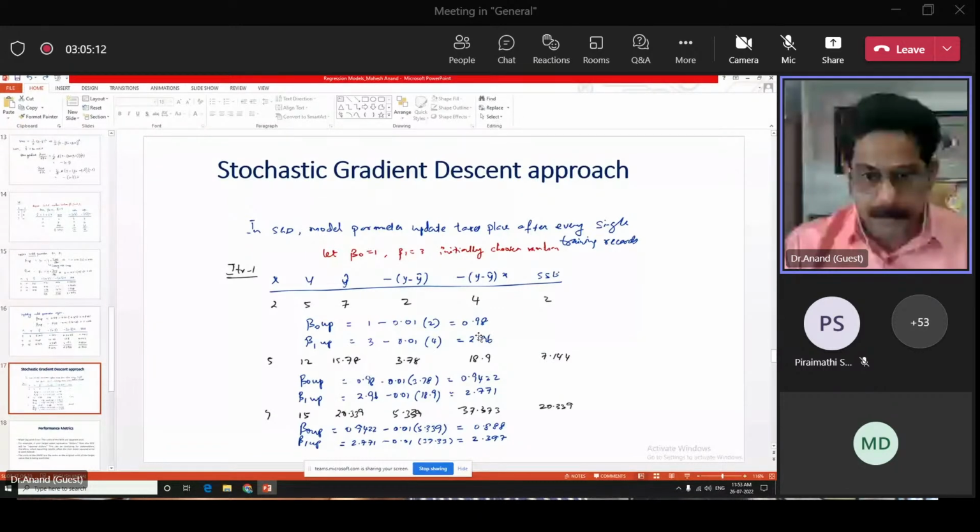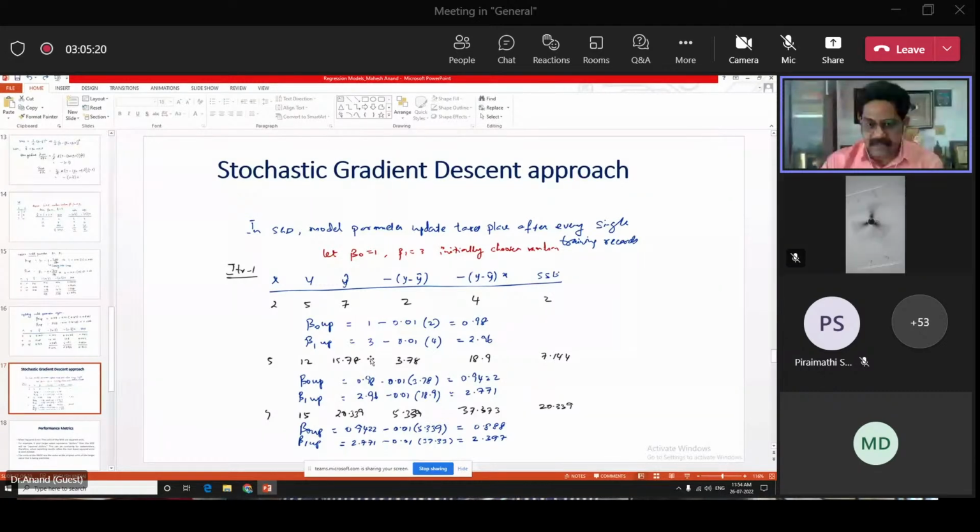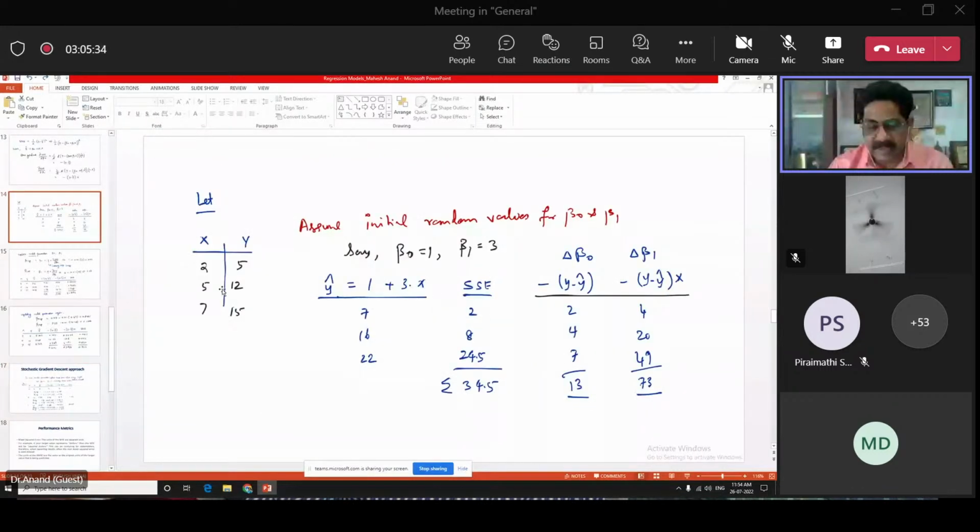Update the slope and intercept, then you present the second record. With the updated slope and intercept, I predict the y cap; the prediction is done here. Once again, calculate the individual gradient. I substitute 3.78 and 18.9. Record by record, we are doing the update. But in full batch, we are not doing a record by record update. Once all the training records have been exposed to the model, I substitute the total error gradient, but here I'm using an individual error gradient.